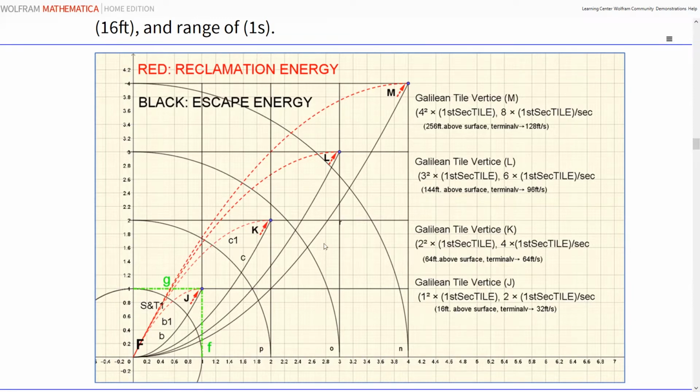Repeat performance for C and C1. The curves of tensor C and C1 can only fit their collective head and tail at the most remote tile vertex of N2 squared, vertex K, of a Euclidean spacetime frame, and carry a data field: 2 squared times the first second tile puts us at 64 feet above the surface, and 4 times the first second tile per second is 64 feet per second terminal velocity.